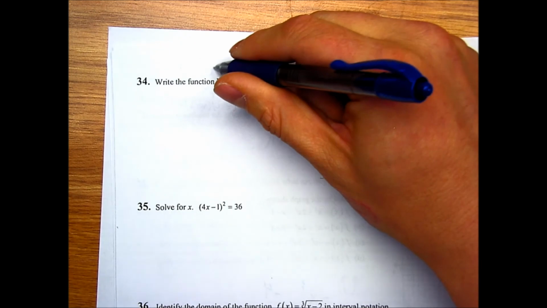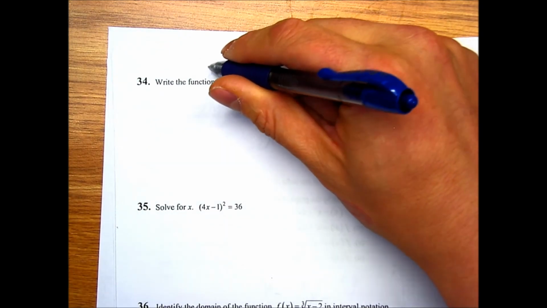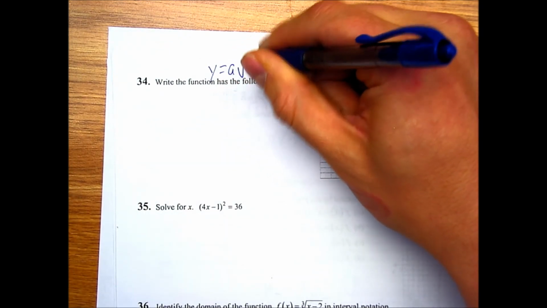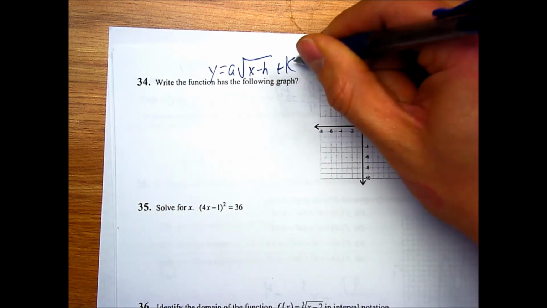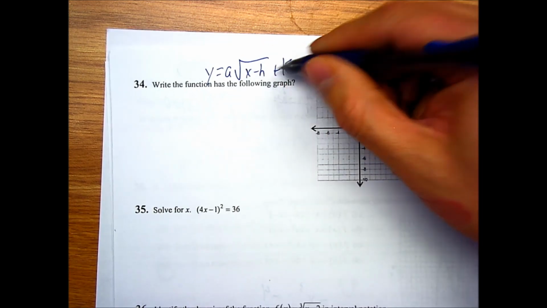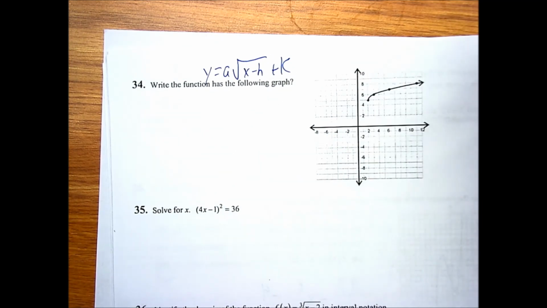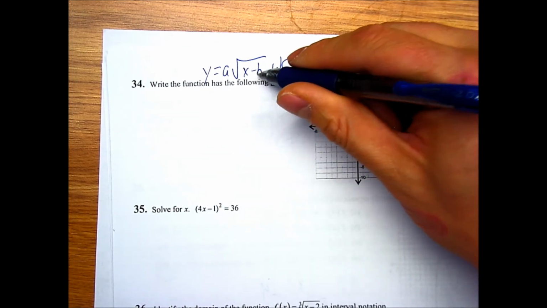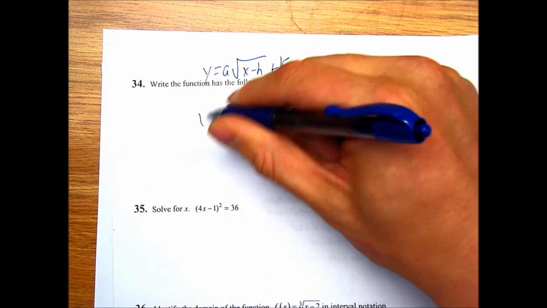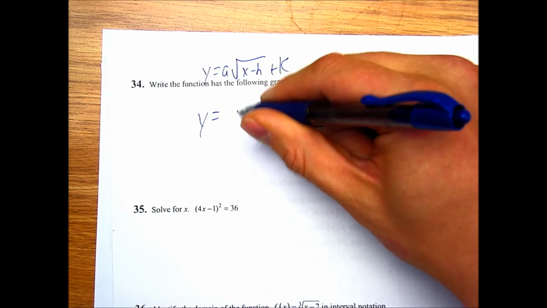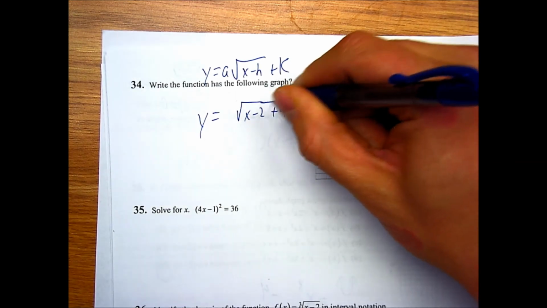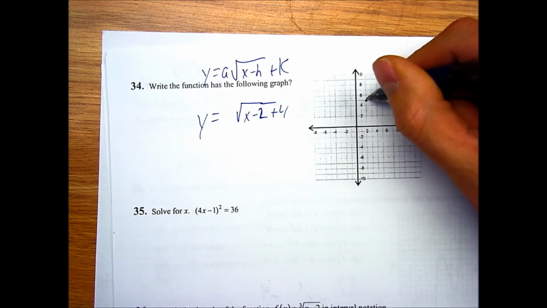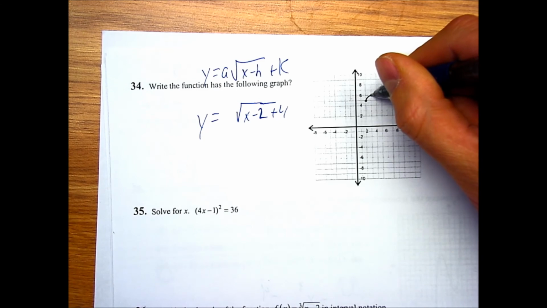So again, with the root functions, we have y is equal to a times the square root of x minus h plus k, just like with a parabola or quadratic function, and h and k represent the starting value. So 2 and 4. 2 is h and 4 is k. I do have to consider if there is an a value here. So to consider if there's an a value, I look at, again, the increase. It goes up 1 over 1. So this has an a value of 1.